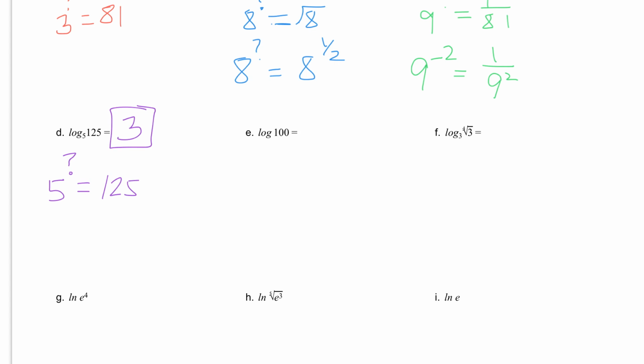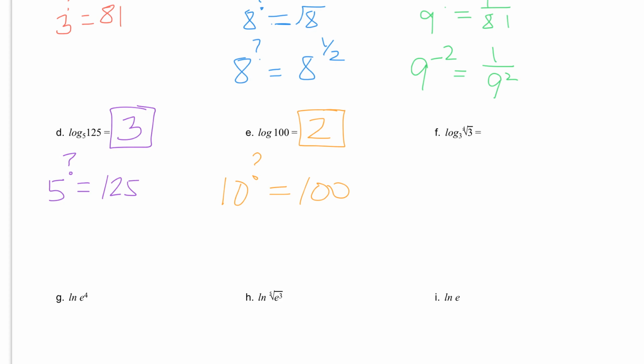In part E, we have the log of 100. Now remember, if there's no base written here, it's understood that that's a base of 10. So we're thinking 10 raised to what power is equal to 100. So 10 to the second power is 100, which means our answer here is 2.